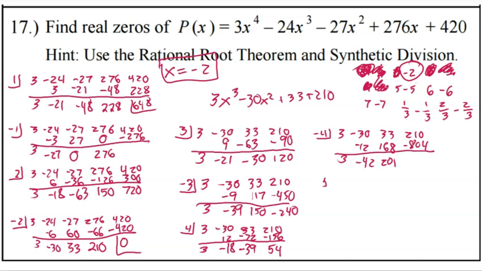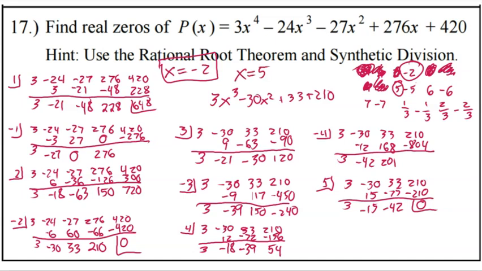Now we'll try 5. 5, got a 3, negative 30, 33, 210. Okay, bring down the 3, times 5 is 15, minus 30 is negative 15, times 5 is negative 75, plus 33 is, let's see here, negative 42. Negative 42 times 5 is negative 210, that's awesome. And so we found one. Remainder 0, so 5 is one of our zeros. So we can say x equals 5 is one of our roots.